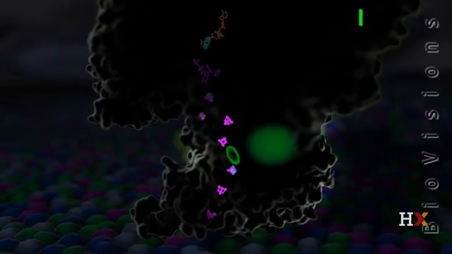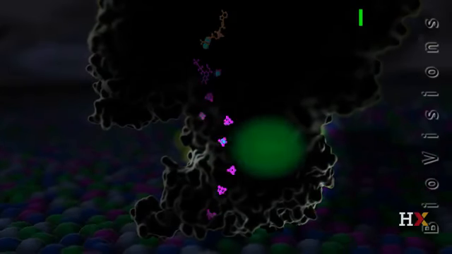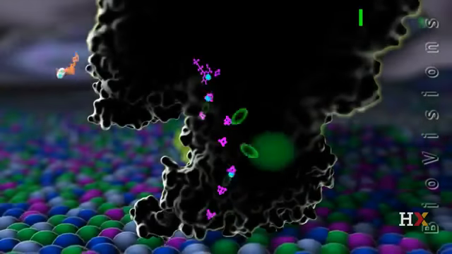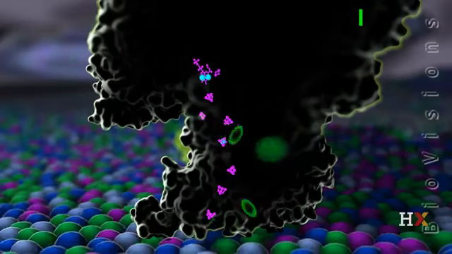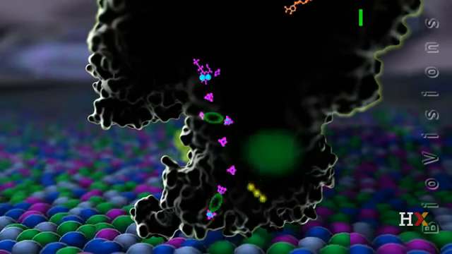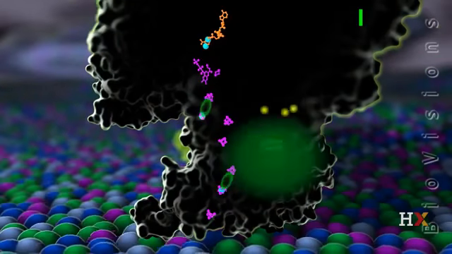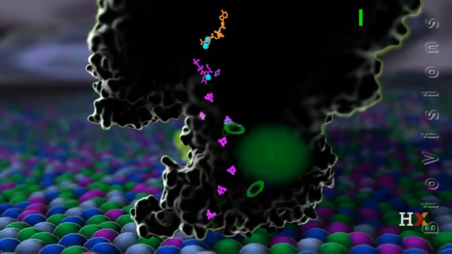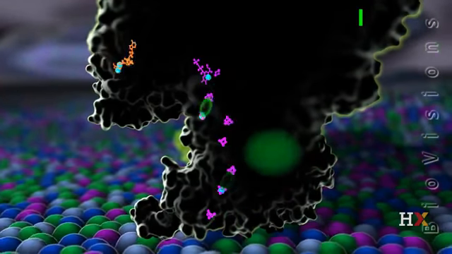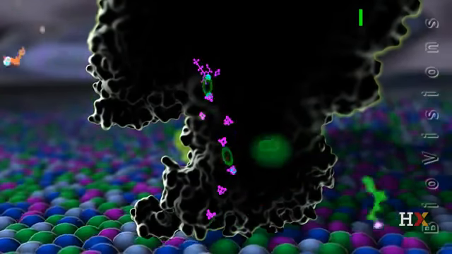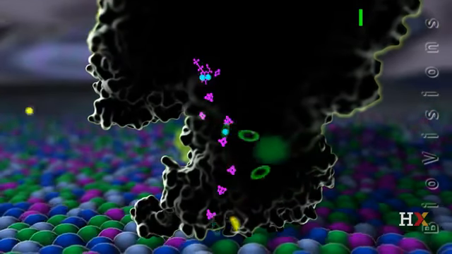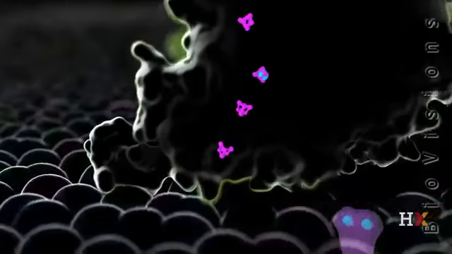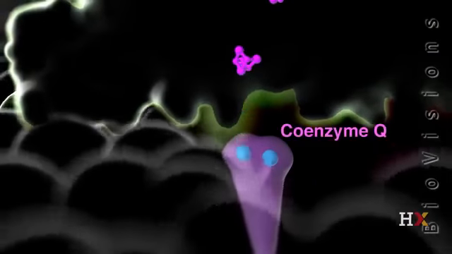A small amount of energy is released each time an electron is passed between redox centers. Complex 1 harnesses this energy across all the redox centers and uses it to pump protons. The last redox center in complex 1 donates 2 electrons to a coenzyme Q molecule.